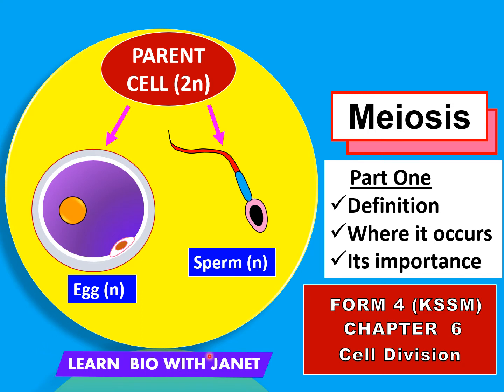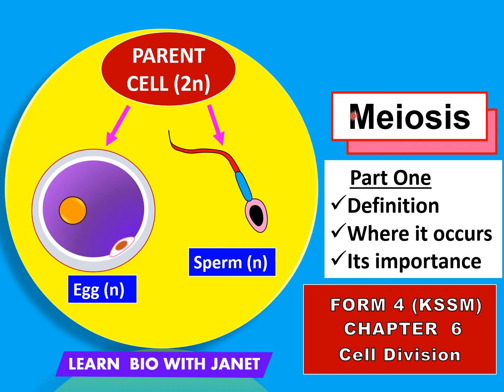Today we'll be discussing another type of nuclear division other than mitosis. This nuclear division is called meiosis, and it is a type of nuclear division that results in the formation of gametes such as the egg cell, which is haploid, and the sperm cell, which is also haploid.